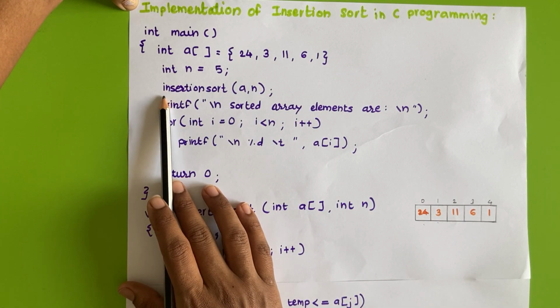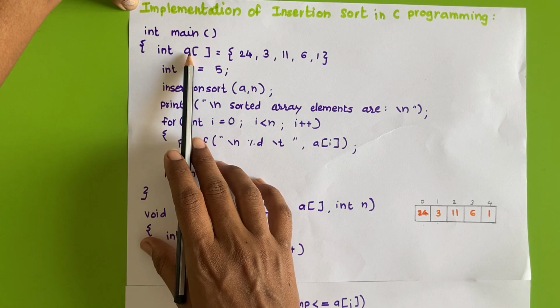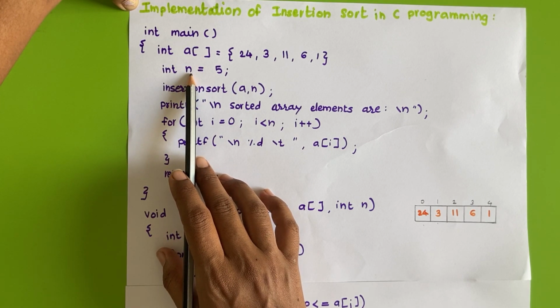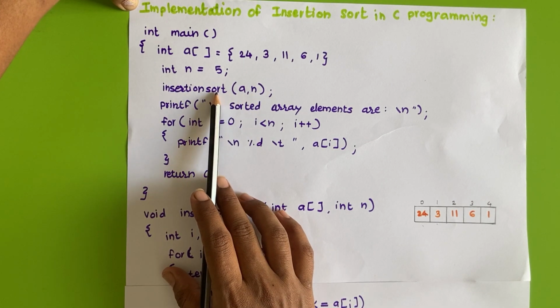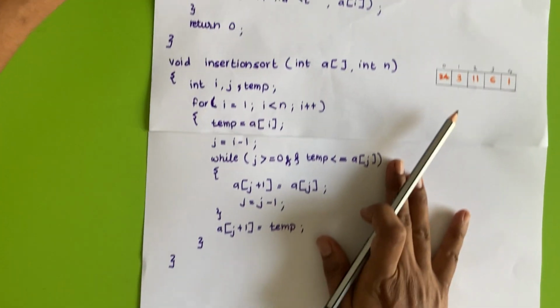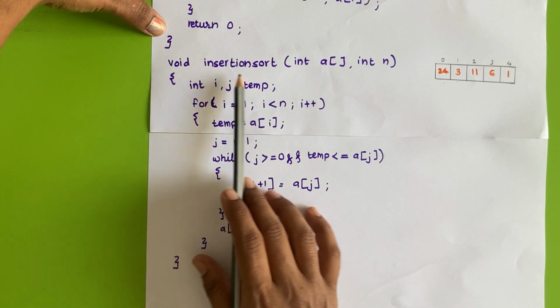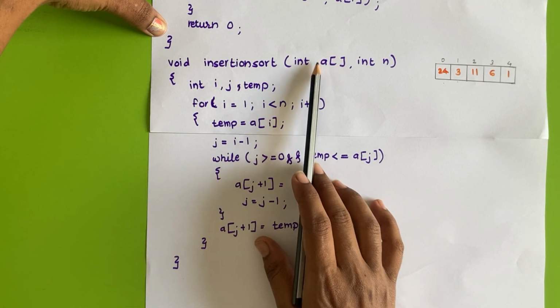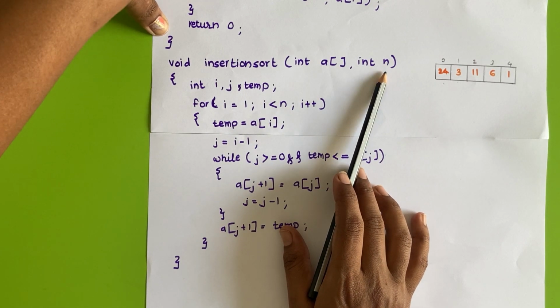After that, I have called the insertion sort function. For this, I have passed variable a as the array and the size of the array n to this function. So here this will call the insertion sort function. So this function will get called, void insertion sort. The first parameter is array a and the second parameter represents the size of the array.